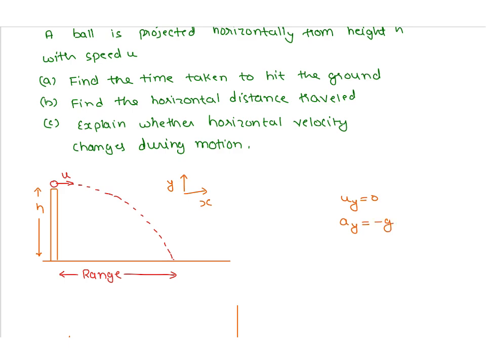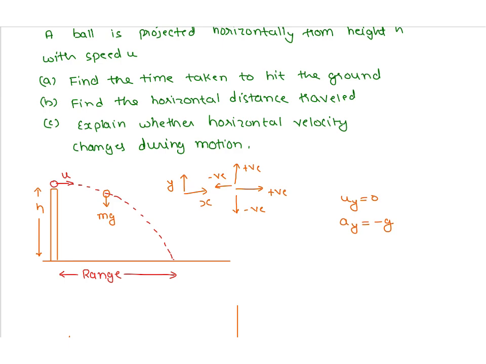Why is acceleration minus? Because by sign convention, we take upward direction to be positive, so obviously downward direction will be negative. On this particle, force is acting in downward direction. This is mg, so g, that is acceleration due to gravity, is in downward direction. So definitely you have to take negative sign for downward direction. Therefore I have taken acceleration in y direction to be minus g.